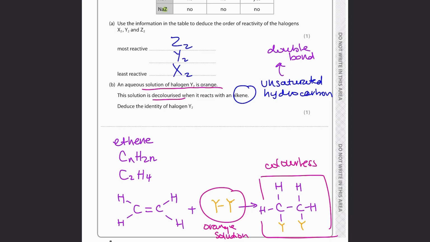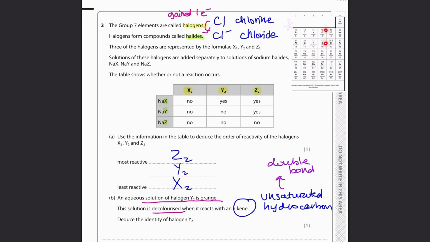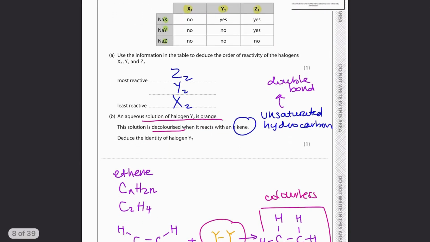So the point about this question is that it tells you there was an orange solution, which is Y2, and once it's added to the alkene, it's turned colorless. This proves that there's an alkene there because only alkenes have the arms to open up and grab onto the 2 Y's. There's no more Y2 after the reaction, right? So what's the identity of halogen Y2? This comes back to your knowledge of the halogens. Remember the halogens are here: fluorine, chlorine, bromine, iodine. Bromine is actually a brown liquid or an orange-brown liquid. So this is bromine, Br2.